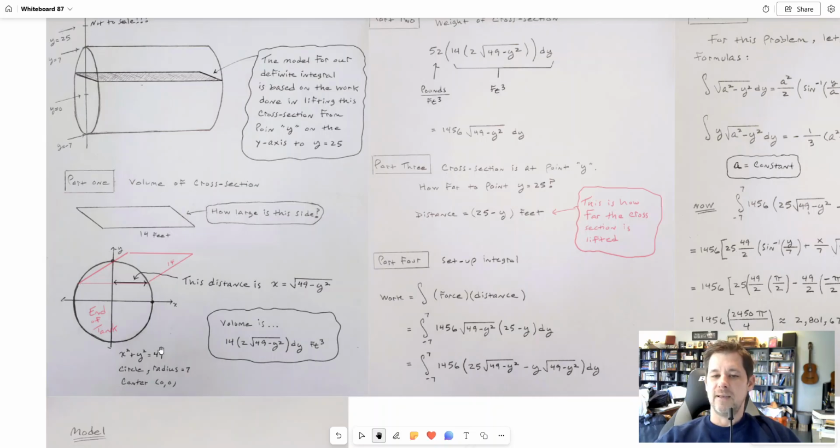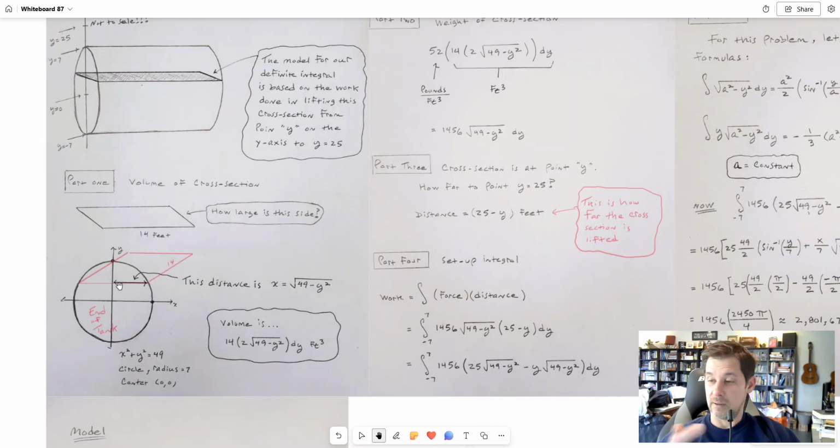And if I take this equation for this entire circle, radius 7, and I solve it for x, then I will get this distance here, which is half of what I want. Okay, why does solving this equation for x get me this distance?